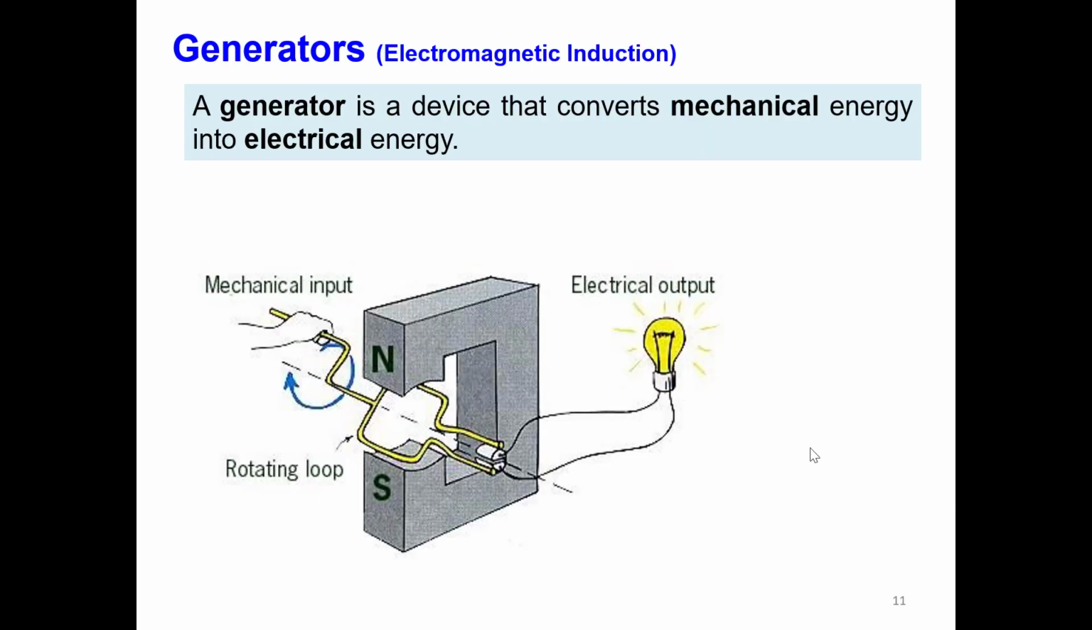One of the applications of electromagnetic induction is the generator. A generator is a device that converts mechanical energy into electrical energy. In this case, we have a permanent magnet and a rotating loop. When the loop moves inside the magnet, it induces a voltage, which creates an electrical current that generates electricity. Let's watch the next video, which explains in detail what a generator is.